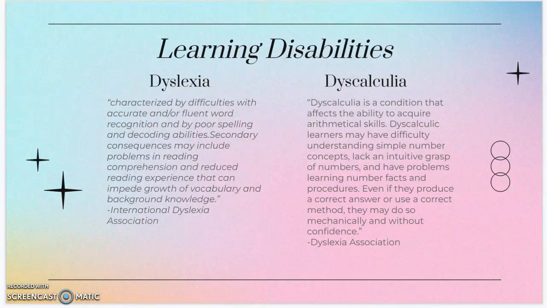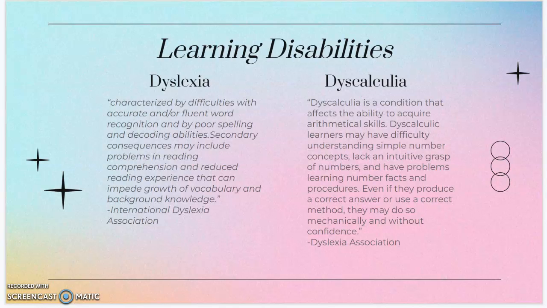Make sure to pay attention to this part because we are going to do an activity where you have to identify different learning disabilities and their characteristics. So dyslexia is one of the more commonly known learning disabilities. It's characterized by difficulties with accurate and/or fluent word recognition, by poor spelling and decoding abilities. Secondary consequences may include problems in reading comprehension and reduced reading experience that can impede growth of vocabulary and background knowledge.